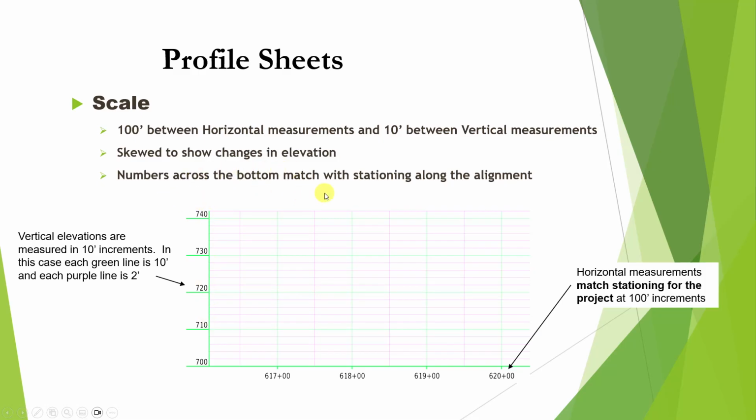So the numbers across the bottom match with the stationing along the element or alignment, like I was saying earlier. So you got 617, 618, 619. That's the stationing. Again, they're measured in 100 foot increments. The verticals, though, they're measured in 10 foot increments to skew that view so that you can see a more drastic curve. In this case, each green line is 10 foot, and then each purple line, or whatever color that is, is 2 foot. Okay.